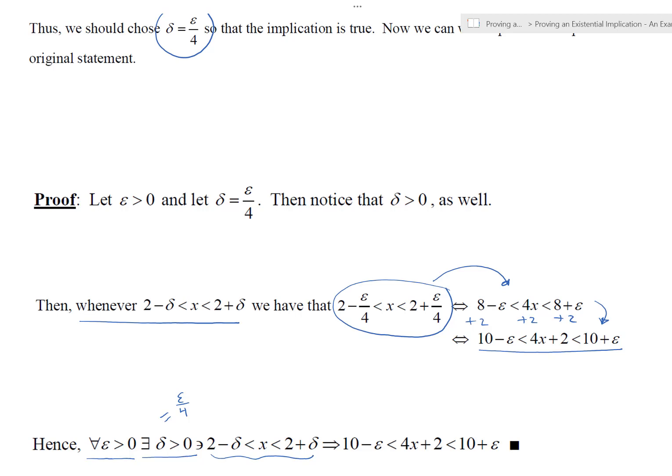It is relevant because at some point soon, we're going to look at proving what we call limits, and in order to do this, we often have to prove existential implications. So there's the video. In the next video, I'll show you another example of a proof, but it'll be a different type of proof, not an existential implication.